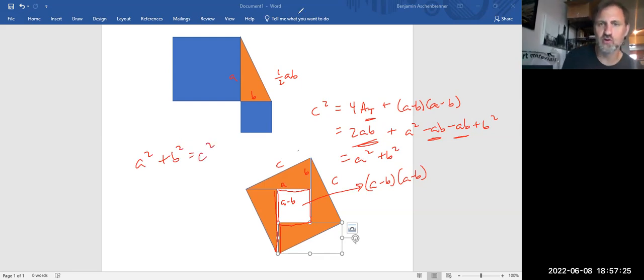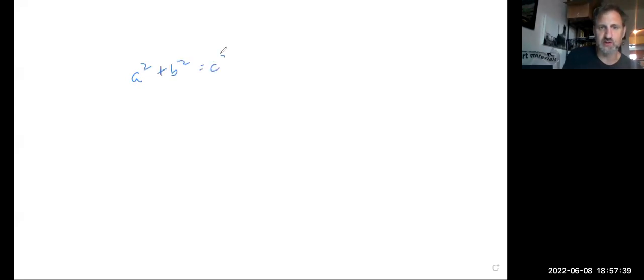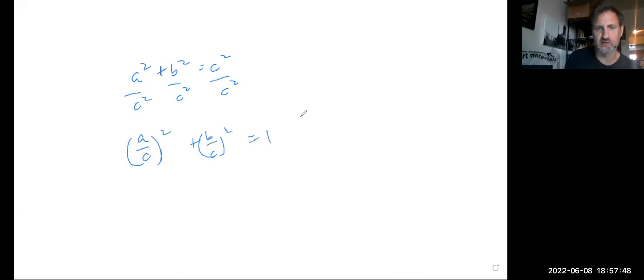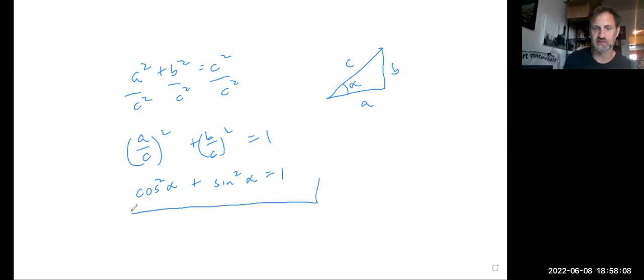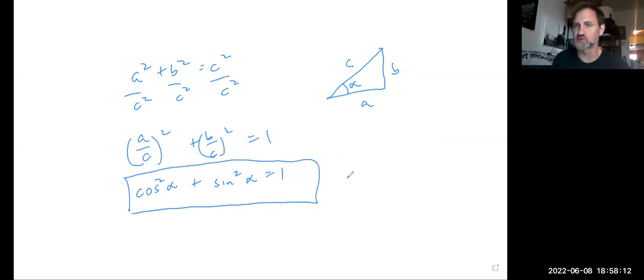Now, of course, where we go from there is, and I've shown you this already, we can turn that into the trig version, and there are actually multiple trig versions. If we start with a squared plus b squared equals c squared, and I divide everything by c squared, then I have (a over c) squared plus (b over c) squared equals 1. But if I go back to my triangle a, b, c, in terms of the angle alpha, a over c is cosine alpha, and b over c is sine alpha. So I get cosine squared plus sine squared equals 1. Or sine squared plus cosine squared equals 1. Okay.